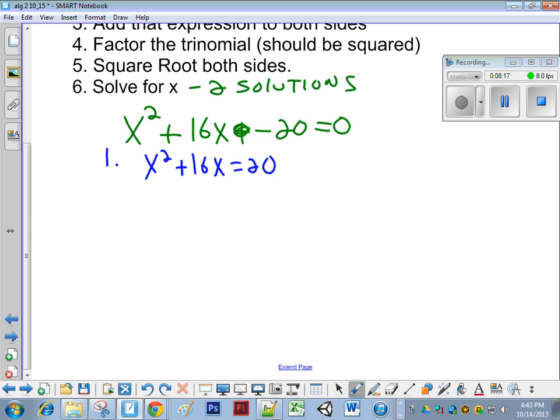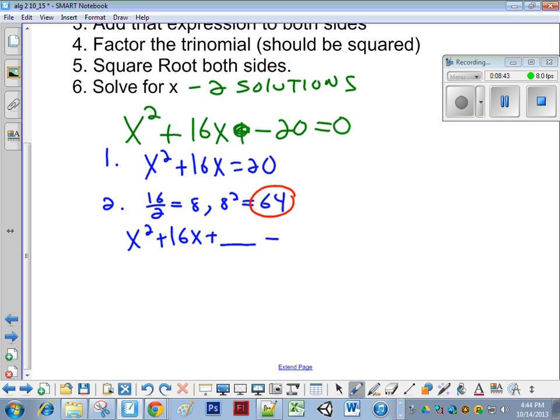Okay? Our second step is to go ahead, and we know that b was 16, so I'm going to do 16 divided by 2. That's equal to 8. Then I'm going to square the 8, and that's equal to 64. Now that 64 becomes pretty significant because I want to add that to both sides of the equation. So the original equation was x squared plus 16x, and I'm going to say plus blank equals 20. Now I'm going to go ahead and add that 64 right here. But you can't just add a number out of the blue. If I add one to one side, I have to add it to the other.